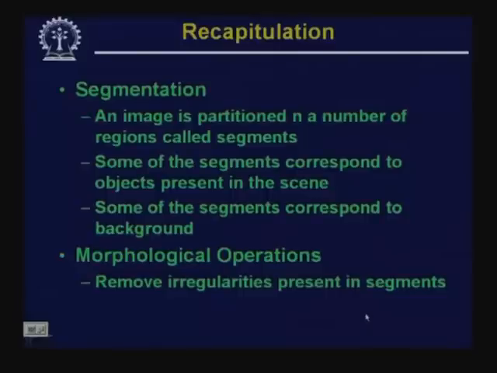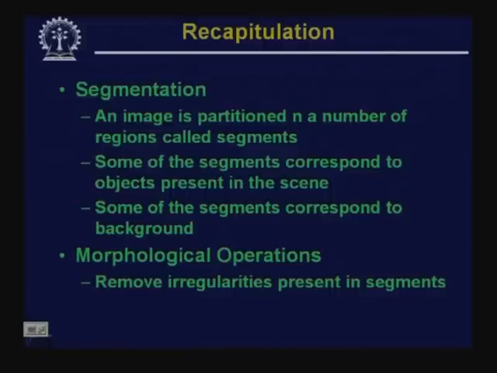So, till last class, what we have done is, once an image is segmented, we have said that the purpose of image segmentation is that an image is partitioned into a number of regions which we call segments. Some of the segments that we obtain correspond to the objects present in the scene, and some of the segments correspond to the background region in the image.